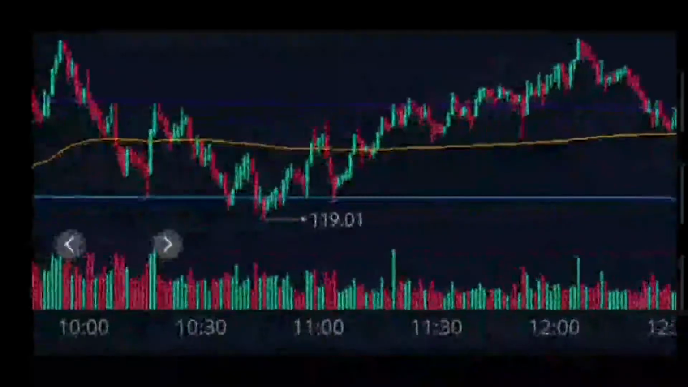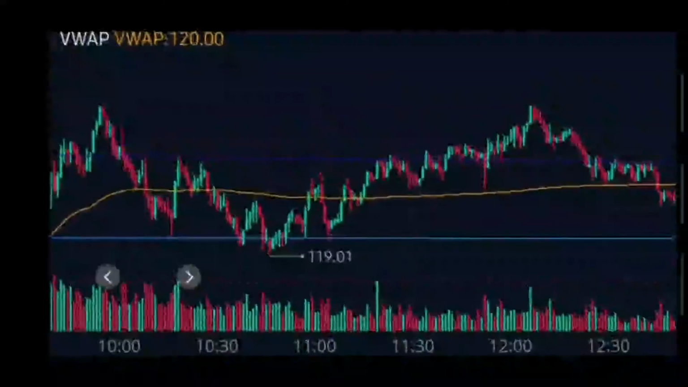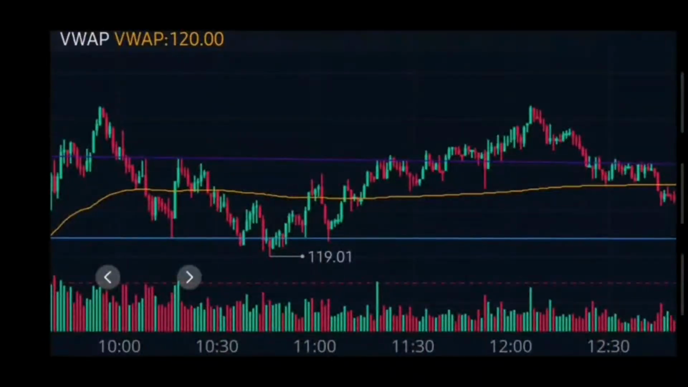If a stock is trading below the VWAP line, then that VWAP line becomes the resistance, and now you will be looking for a new support for your entry point. Okay, if a stock is trending above the VWAP line, then the VWAP line becomes the support, and now you're looking for it to continue to go up, and eventually it will make a new resistance.